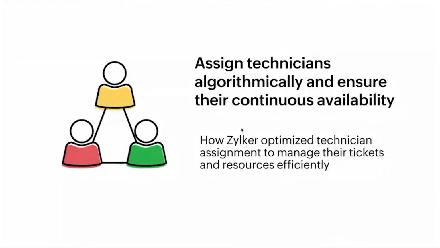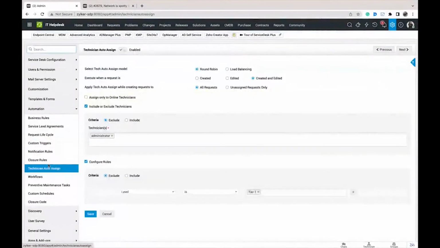So the next hack I want to talk about is how you can assign technicians algorithmically and ensure their continuous availability. Now, Zilka had a problem wherein a lot of the technicians were unavailable due to the festive season. So Zilka needs a way to make sure that the existing workforce has an idea of how they can manage even with the low number of agents in place. So for this, we have an important feature called Technician Auto Assign. As the name suggests, it's just a way in which technicians are automatically assigned to incoming requests.